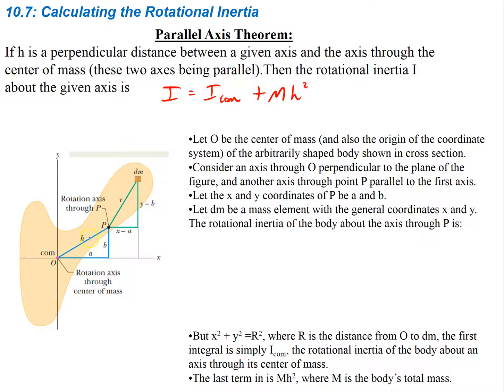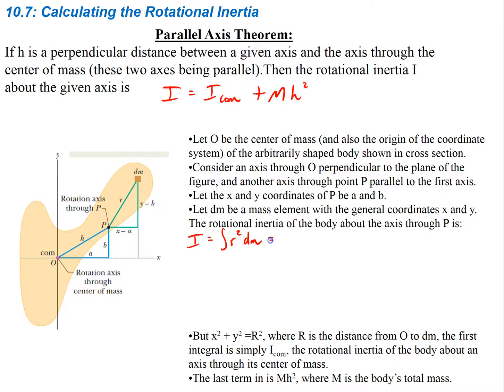Let X and Y be the coordinate system, with the constants labeled as A and B. So we have, this is h, this is going to be a, this is going to be b in our XY coordinate system. And then let dm be a mass element with the general coordinates x, y. The rotational inertia of the body should be given as such. So dm is just some mass element inside of this oddly shaped object. How we would calculate this is, of course, using the moment of inertia equation, which is the integral of r squared dm.